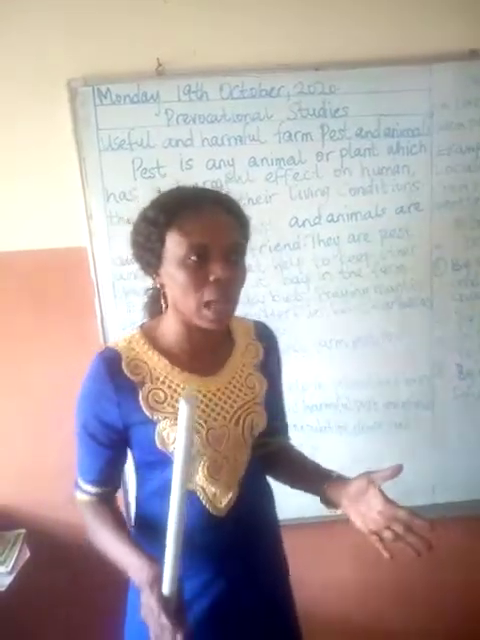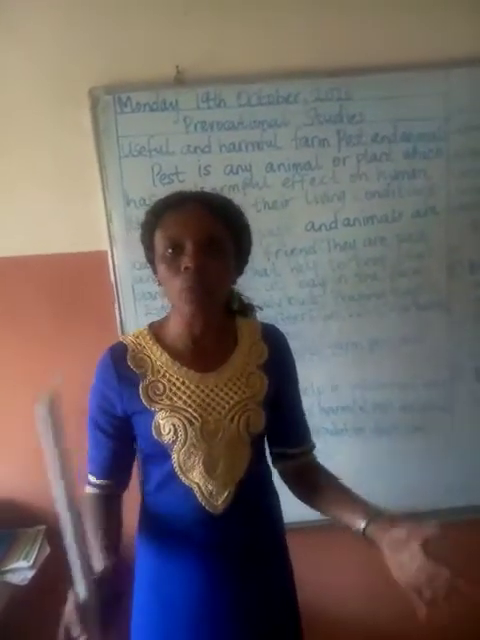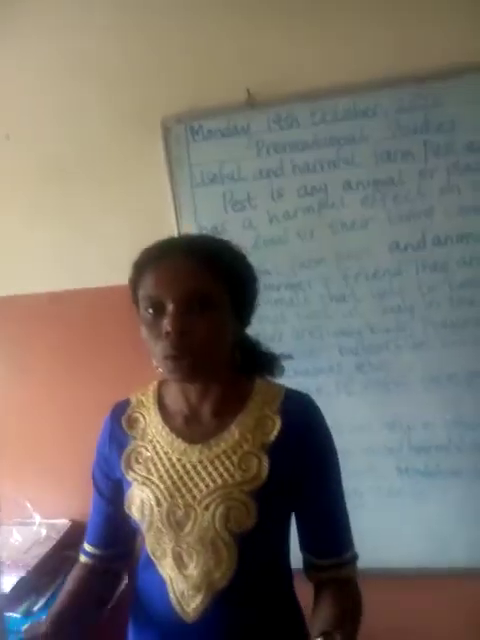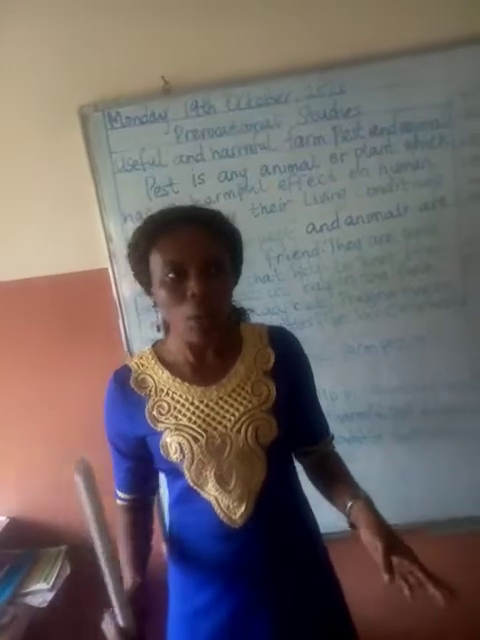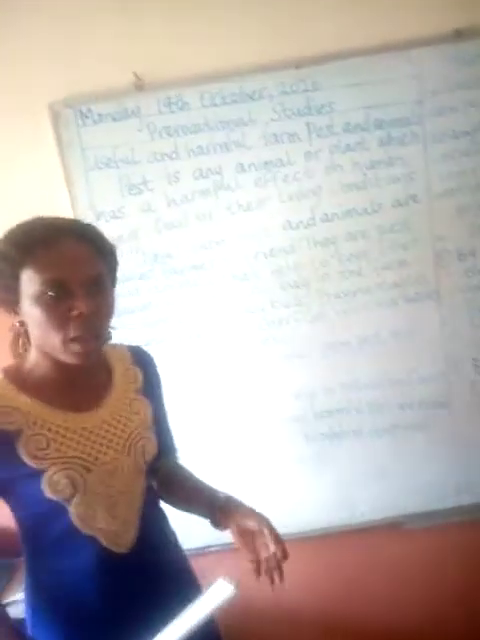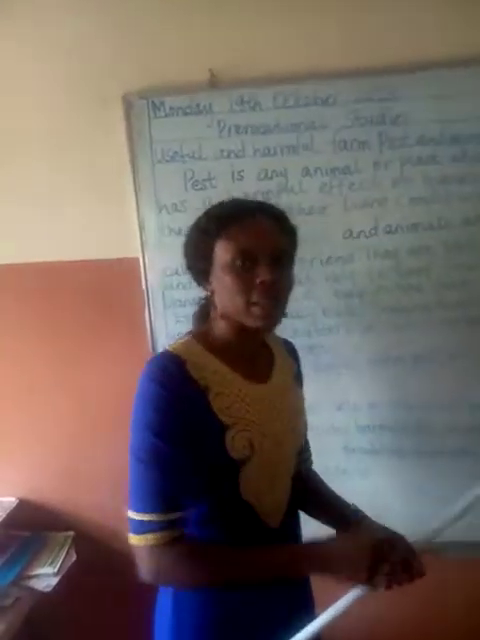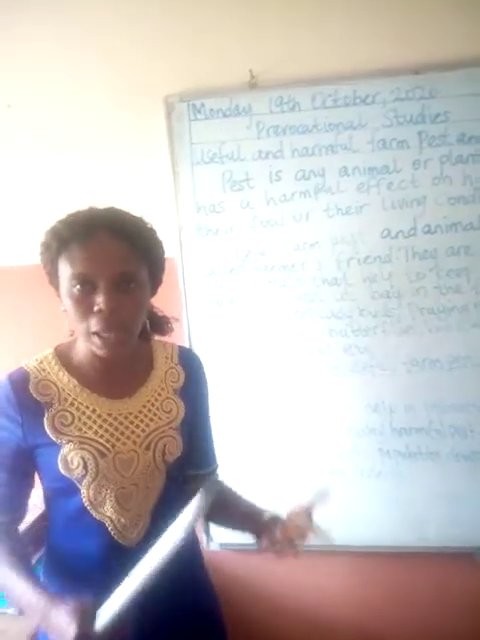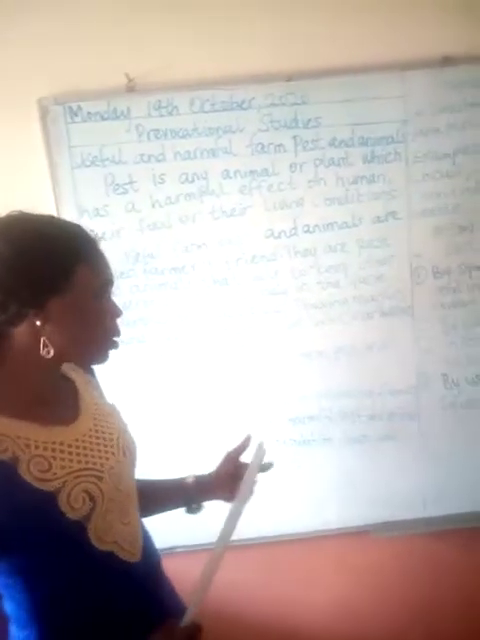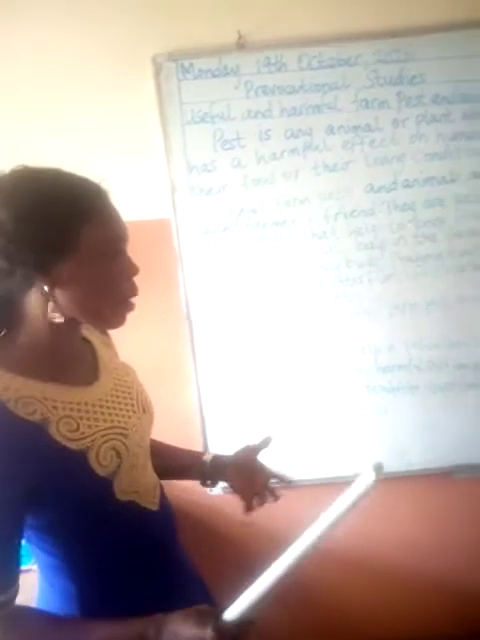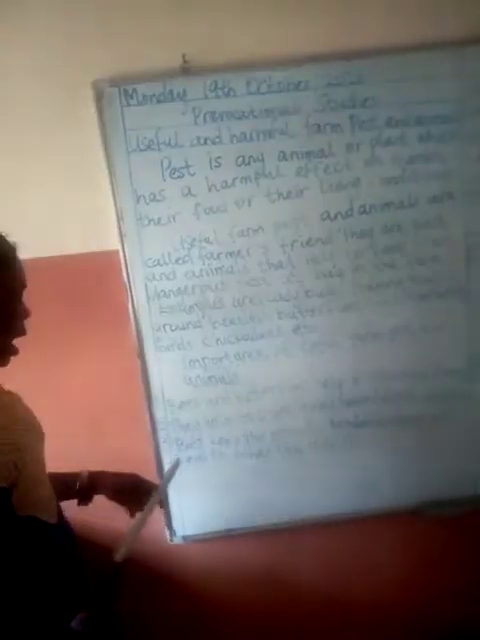Some animals, like your rats, will come to the farmland and do what? And begin to eat your crops. But if the bird is there, the bird will come and peck on the rat, and the rat will not be able to stay on that farmland. So you can see that it helps to scare away some of the harmful pests and animals.